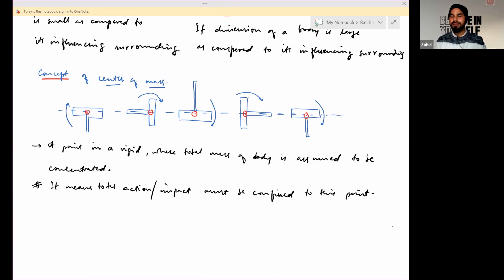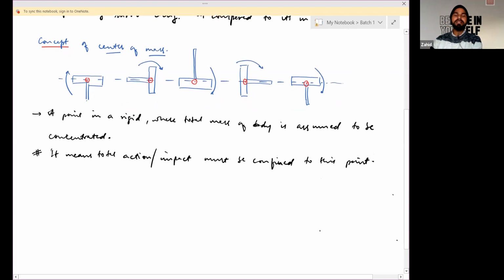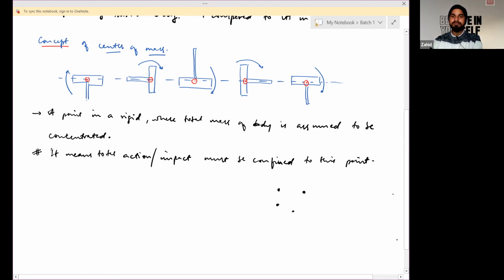Let me explain by giving one example. You all have written till this part? Yes, sir. Suppose a body has a system of different point objects, let's say this, this, this, and this, and all are connected like this.